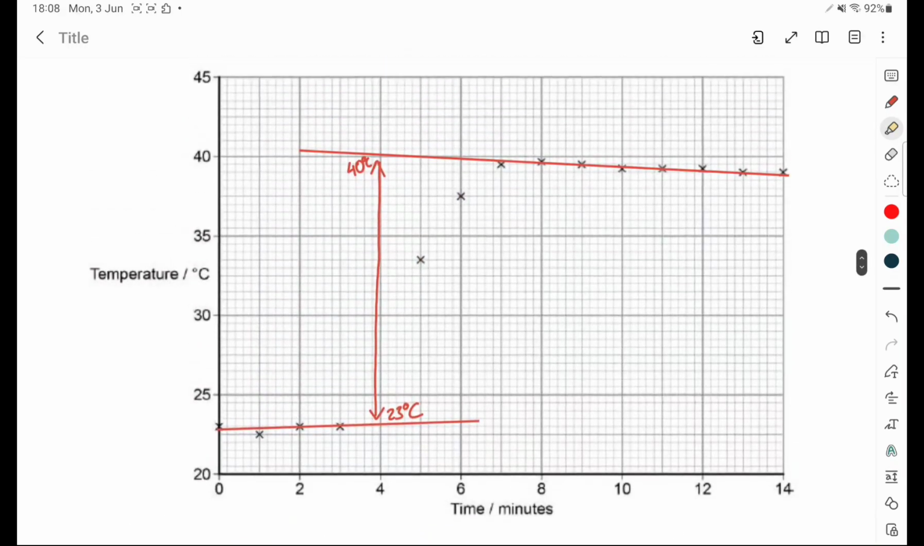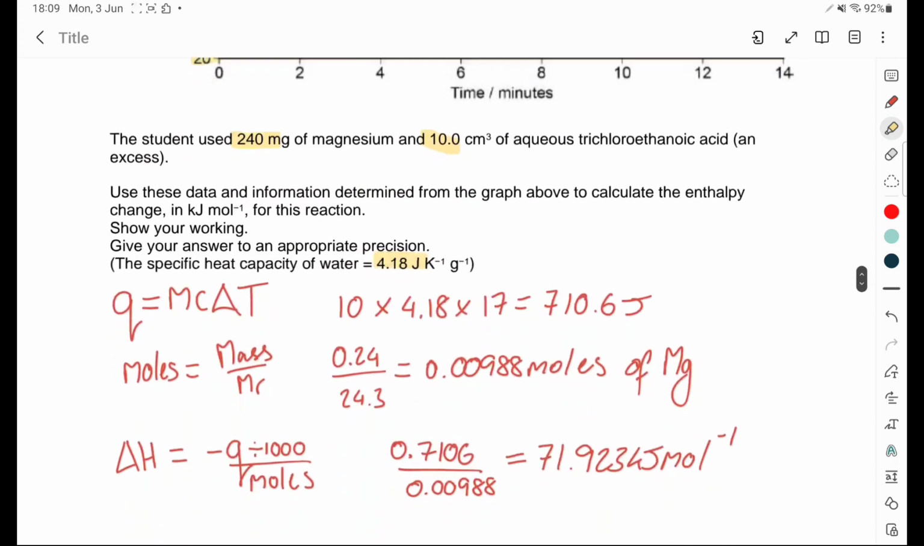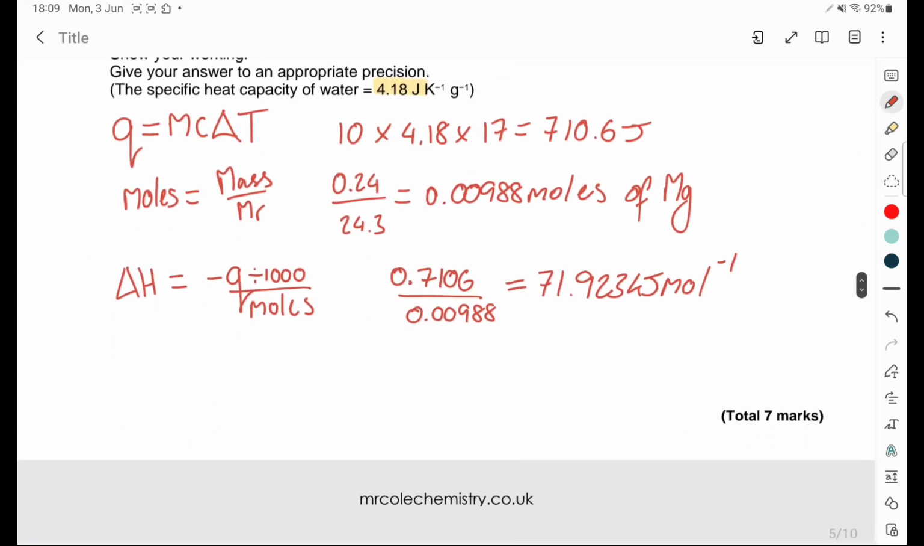you have to pay attention to the graph. The graph has been given, temperature-wise, to 2 significant figures. Now, times actually to 1 significant figure, but you're not actually measuring time, so it doesn't matter. You can ignore that one. So 2 significant figures is the minimum number of significant figures used in the data, and therefore you should use 2 significant figures. So the answer is 72 kilojoules per mole, not 71.9, which I think quite a lot of people will be tempted to give as their answer.